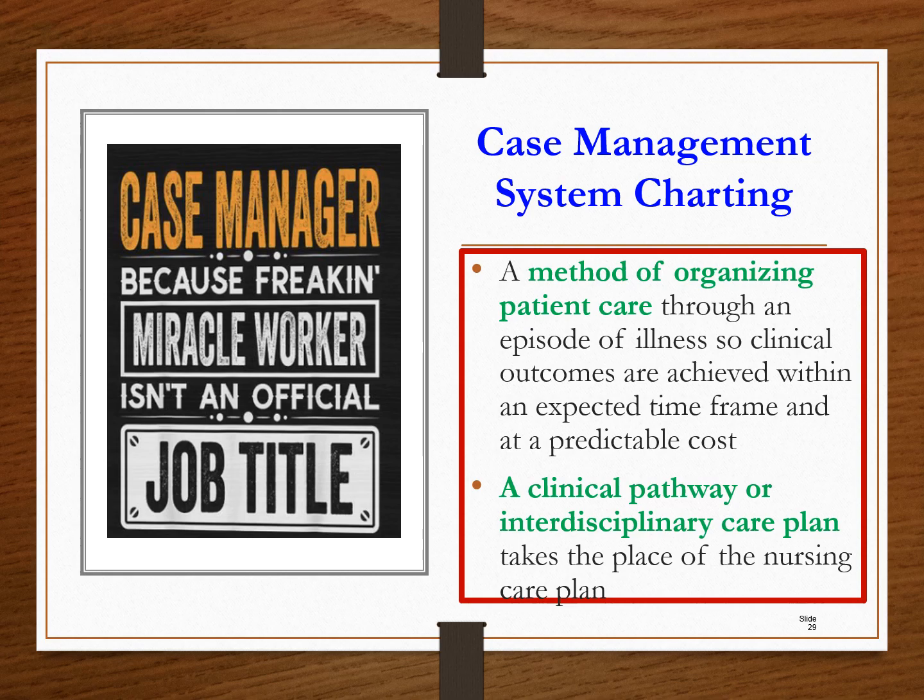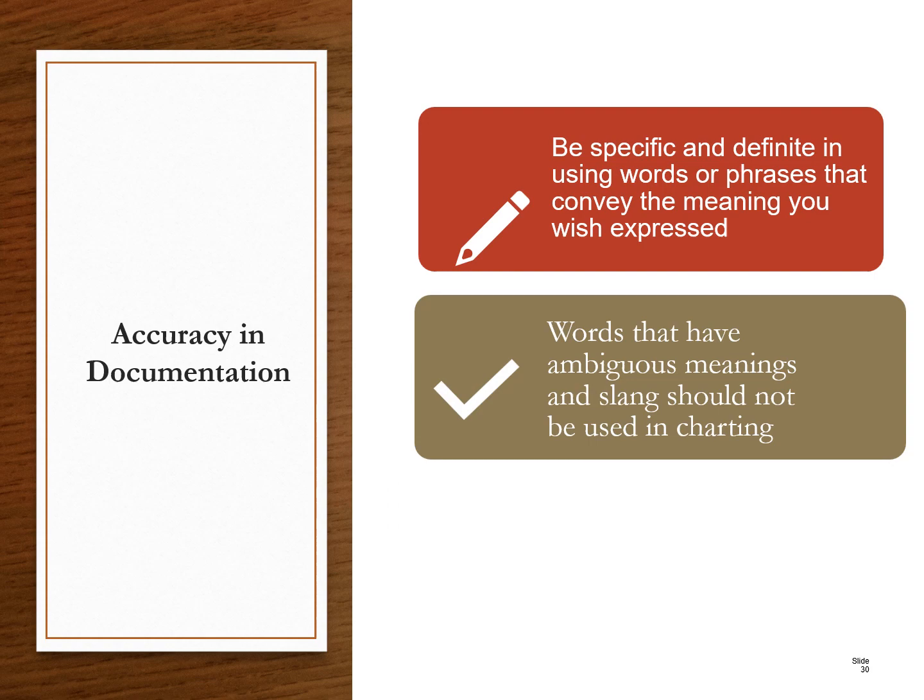Case management system charting is another type of charting. Basically, organizing patient care through an episode of illness. So you look at that particular illness and it's all charted and kind of clustered together.